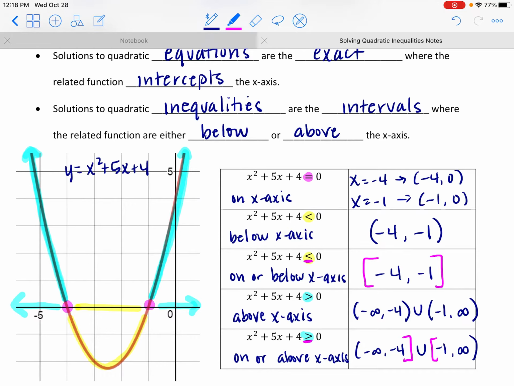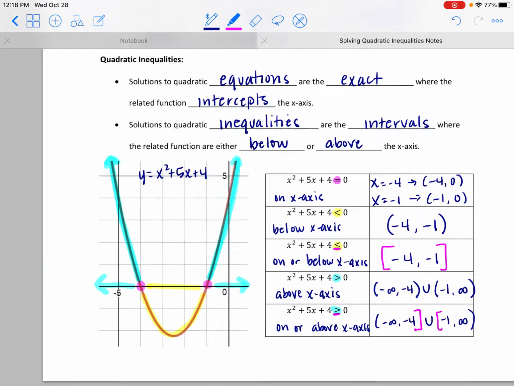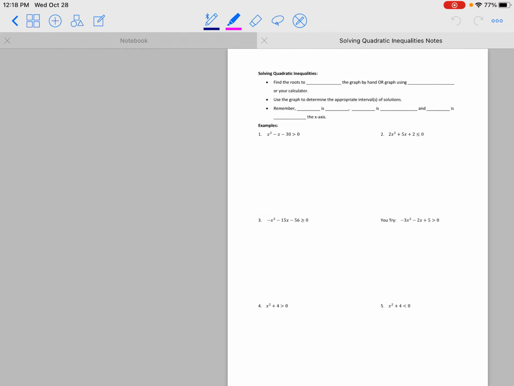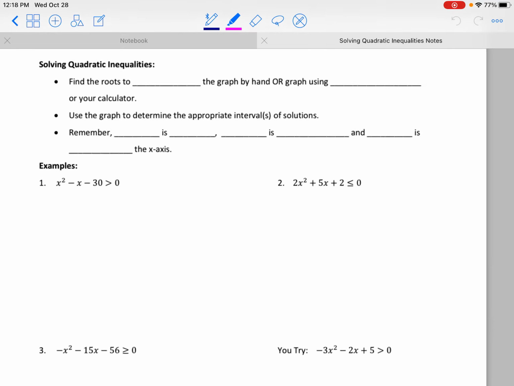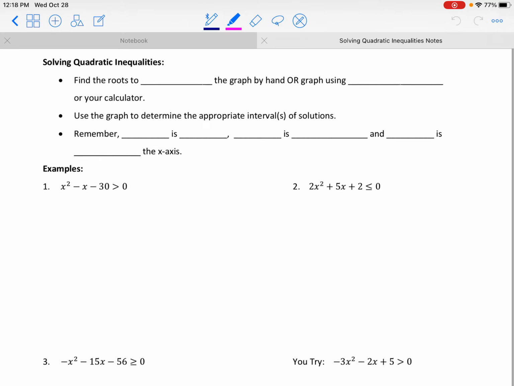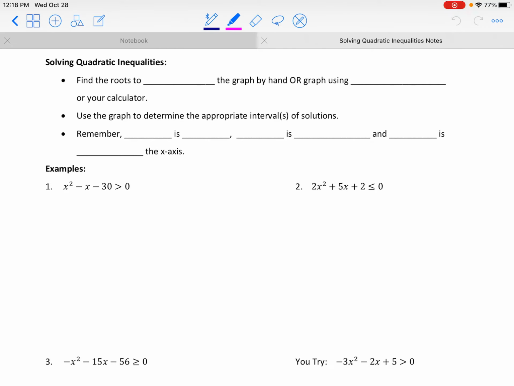Okay, so if I already gave you the picture, it should be pretty easy to identify your solution sets, or your solutions if you're looking for the exact solutions. But what if I just gave you the function and I said, hey, where is this function greater than 0? Where is this one less than or equal to 0? Well, if you could make your own picture, then you could just as easily, as we did in the last few, come up with your solution set.